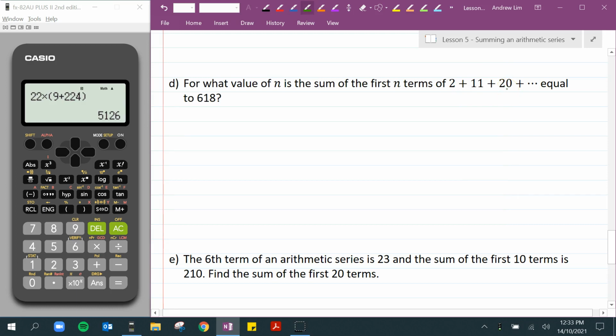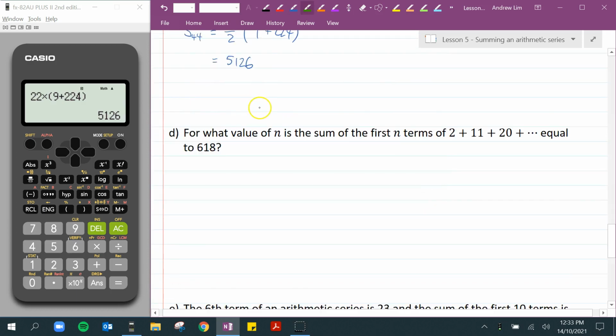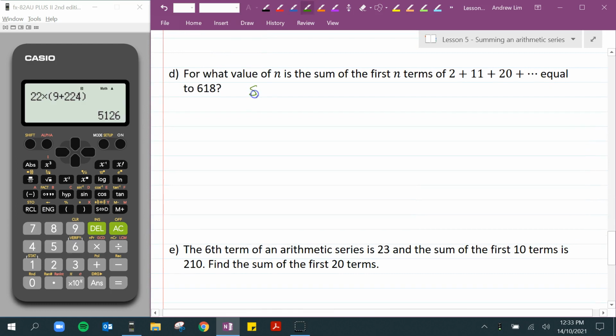I know this whole lesson is about APs, but just get used to checking whether it's an AP or a GP. Look for a common difference or a common ratio. So for what value of n is the sum of the first n terms equal to 618? So I'm just going to write down the formula. S of n is equal to n over 2 times (2a plus (n minus 1)d).